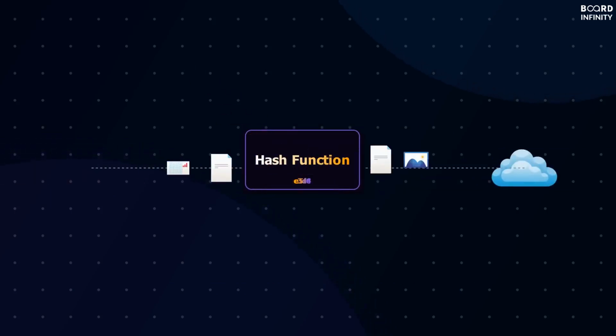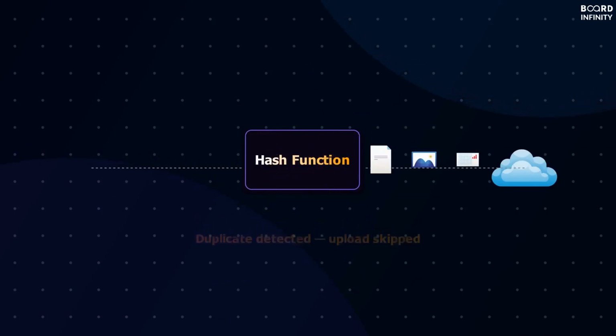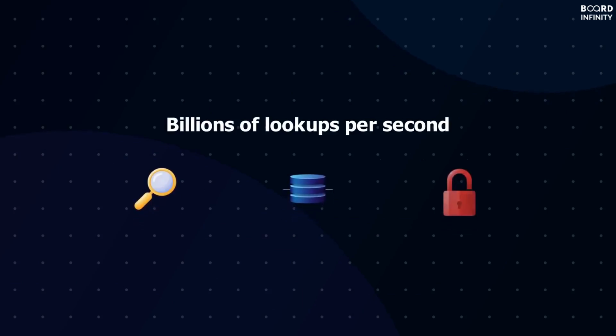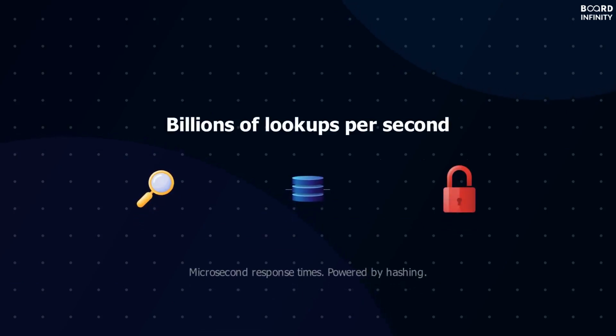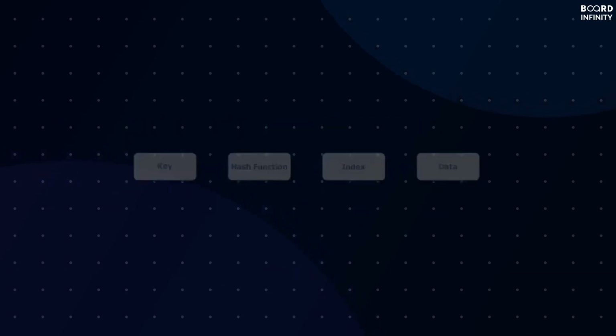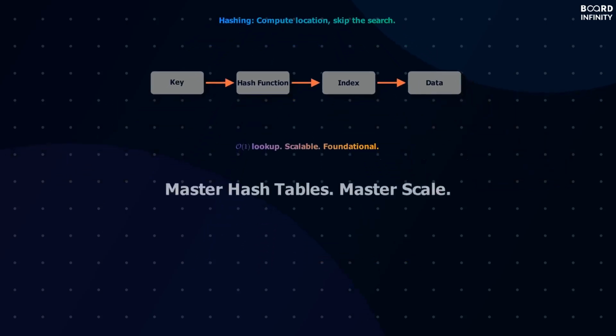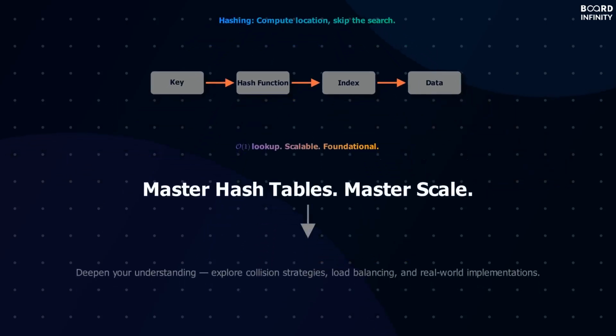Whether you're uploading files to the cloud or processing terabytes of data, they use hash tables to detect duplicates in constant time. Every one of these systems depends on the same core idea you just learned. Compute the location. Don't search for it. Hashing is fast, elegant, and foundational. If you want to master data structures that scale, understanding hash tables deeply is non-negotiable.